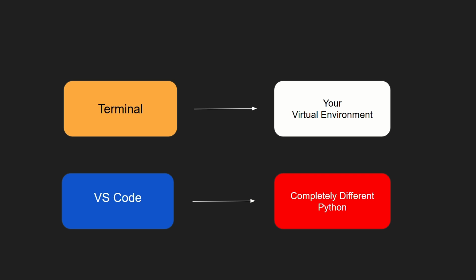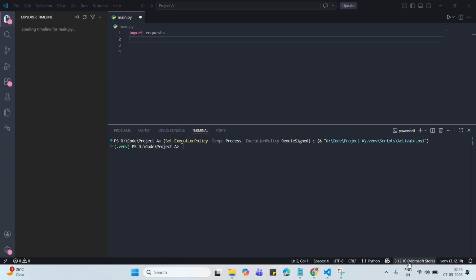Now checking this is very straightforward. Look at the bottom right corner of VS Code. You will see the currently selected Python interpreter. This path tells you exactly which Python is used by VS Code to run your code. If this path is not pointing to your virtual environment, then that's the issue.